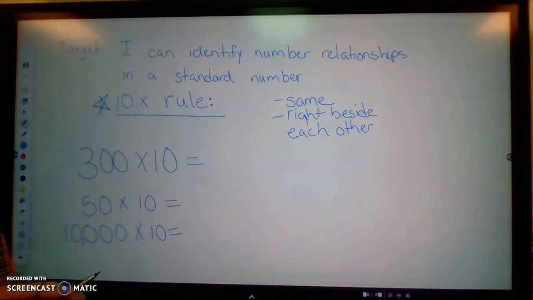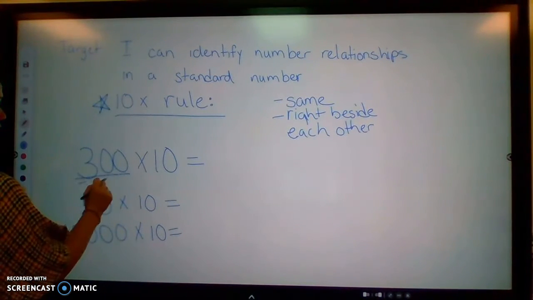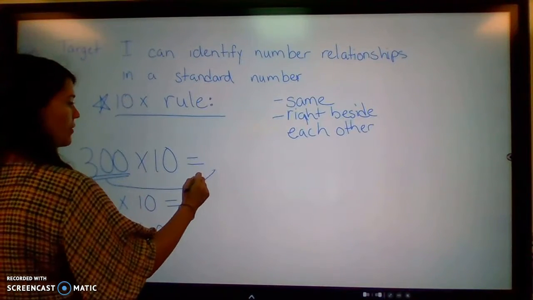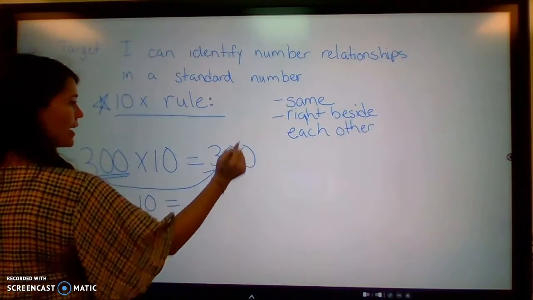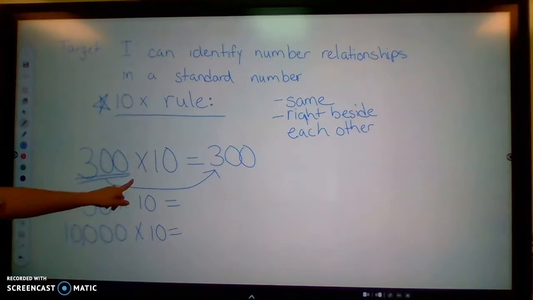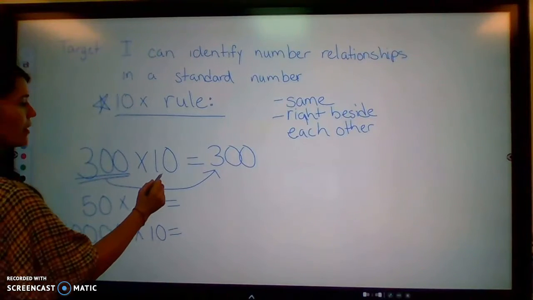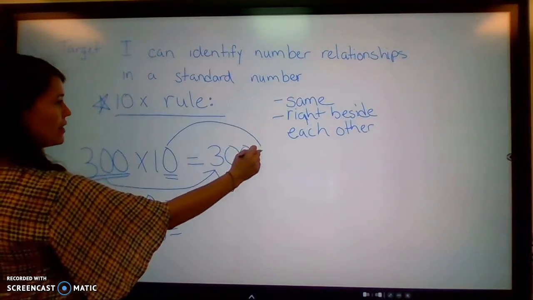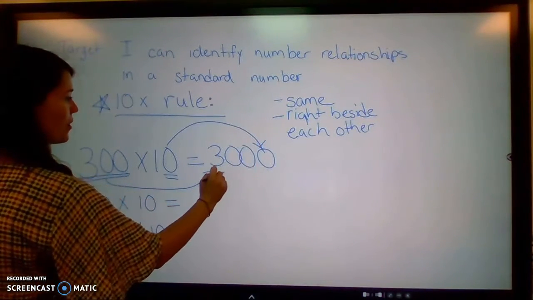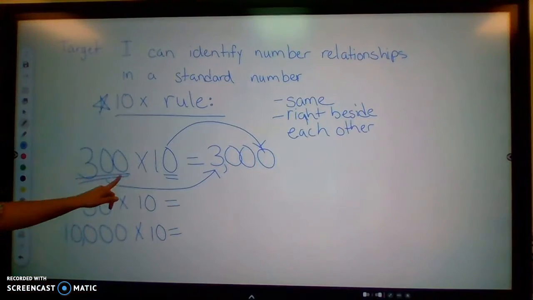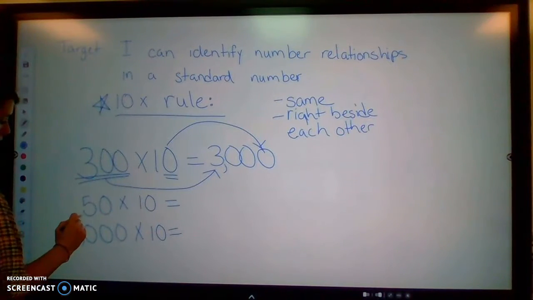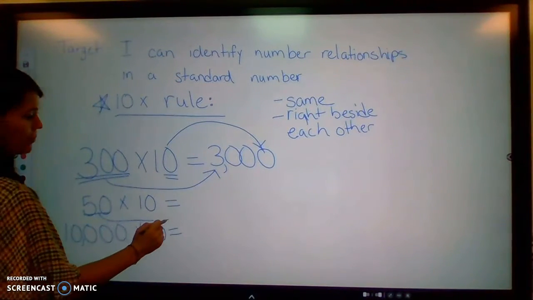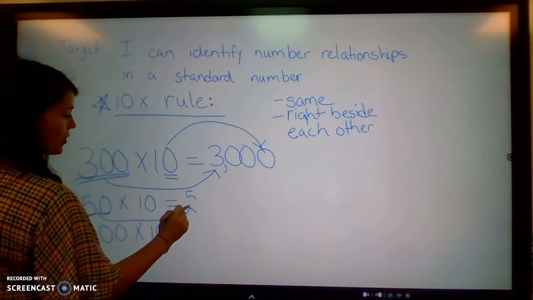So just like our last problem, we always are going to take the number we are multiplying and write that first. So I'm going to take that 300 and write it in my answer. Then I look at the number it's being multiplied by and look at how many zeros there are. I see 1 zero, so I'm going to add that to the end. So I know my answer to this is 300 times 10 equals 3,000. Let's do the same for our next one. Take my problem or number we're multiplying, put it in our answer or our product.